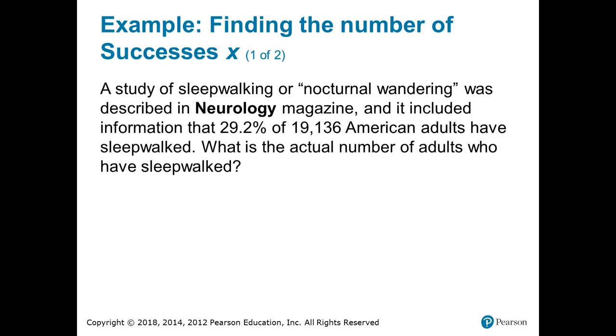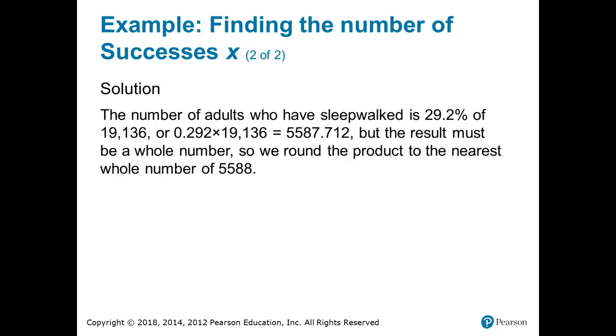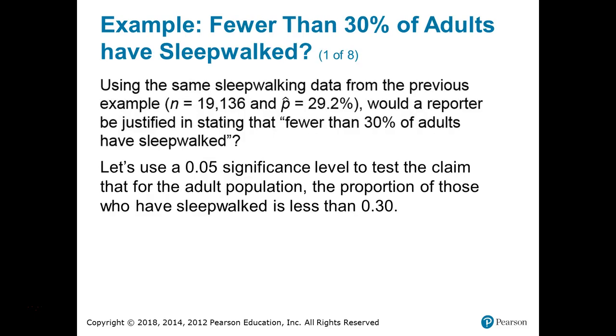Just a quick example. A study of sleeping was described in a magazine, and it concluded that 29.2% of 19,136 American adults have sleepwalked. What is the actual number of adults who have sleepwalked? Well, it will just be 29.2% of 19,136, which would give us 5,587.712, but we can't have 0.712 adults, so we round that up to the next whole number.